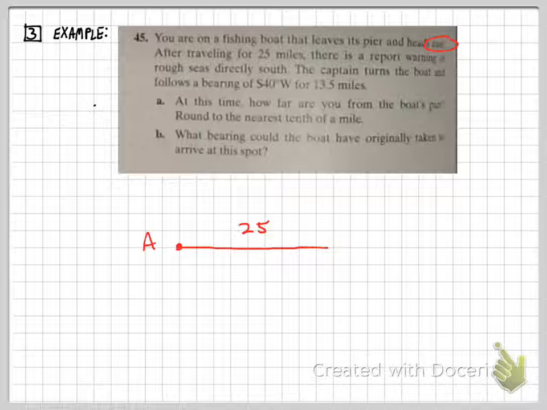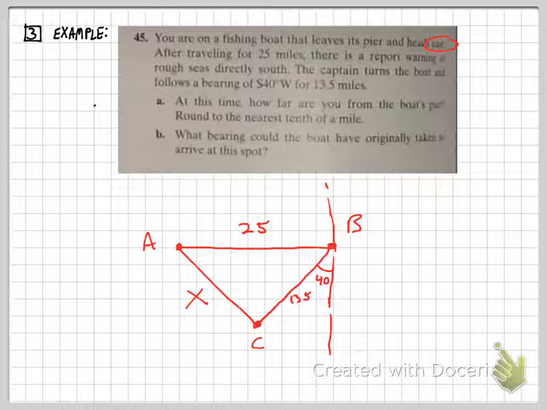At that point I am going to turn because of the weather conditions, and go south 40 degrees west. My turning point I'm going to label B, and my north-south line would be there, and I'm going to go 40 degrees west of that. I'm going to go a little bit shorter distance, 13.5 miles, and the important angle there is 40. When I stop my boat, I'm at point C. The question is, how far are you from the pier that you started with? Obviously that would be side x here.